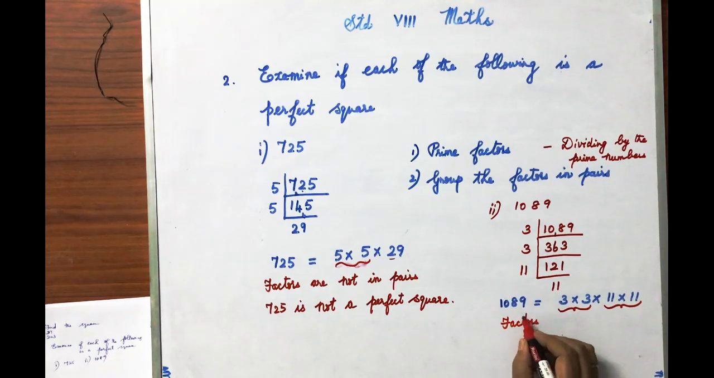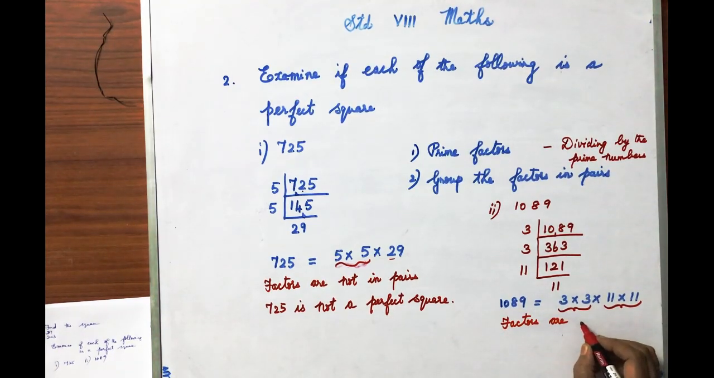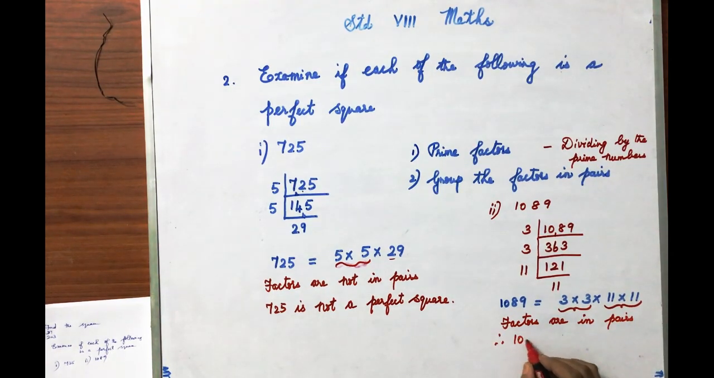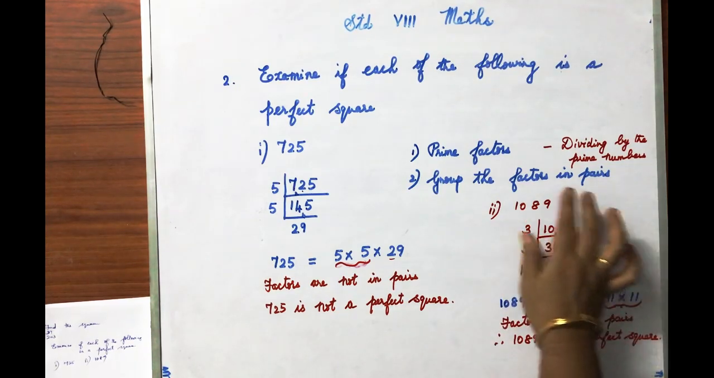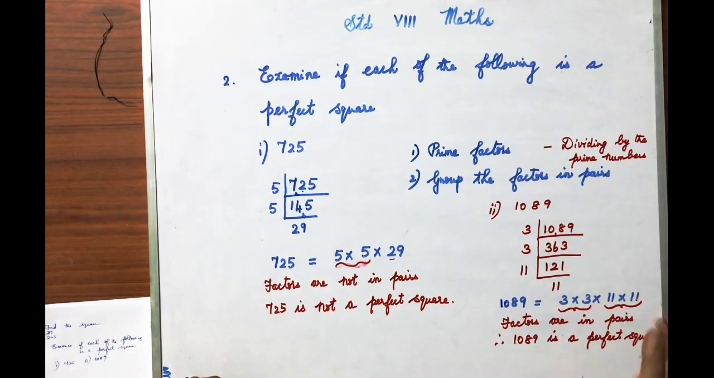So factors are in pairs. Therefore 1089 is a perfect square. So here the first step is we have to find out the prime factors. Next step is we have to group the factors in pairs. If all the factors are in pairs, it is a perfect square. If we are not able to group in pairs, it is not a perfect square.